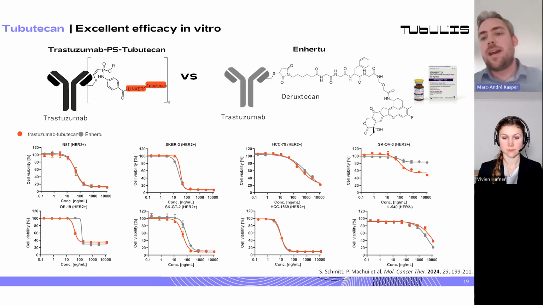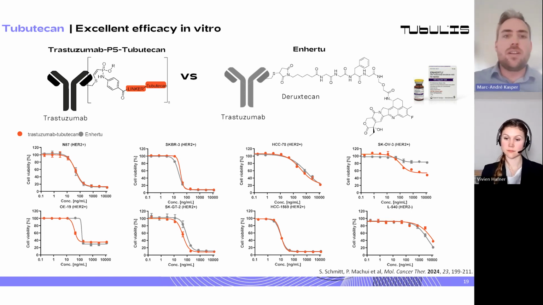So these cancer cells die at higher concentrations. We even see a better effect with trastuzumab tubulin compared to Enhertu, especially on cells where HER2 is not that overexpressed, which we're very happy about. And we do not see much of an effect on HER2 negative cells. So it directly shows that the binding that we measured before also holds true in other readouts.